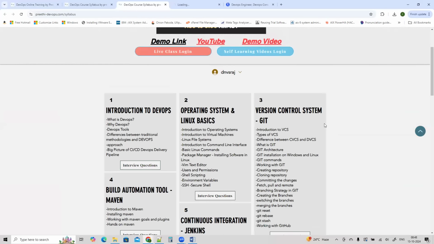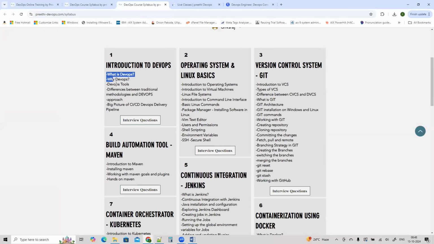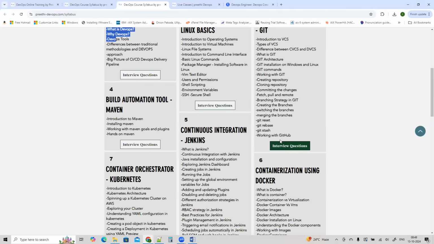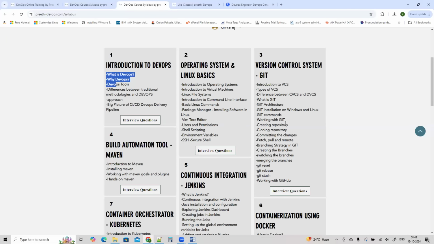So this is the course curriculum, where you can go through each topic. For example, if you want to know the interview questions you will get on DevOps introduction and what DevOps is, you can click here. On operating systems, you can get the interview questions here. On Git too, for each and every topic, you can navigate and get the interview questions here.